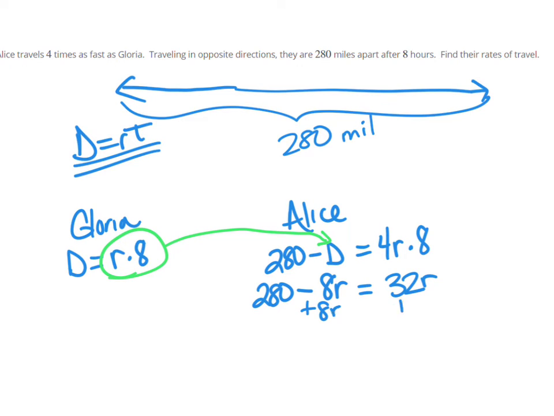Add the 8R to the other side. 280 is equal to 40R. Divide by 40, and R is actually 7. So R is the rate. That's the rate she was traveling.